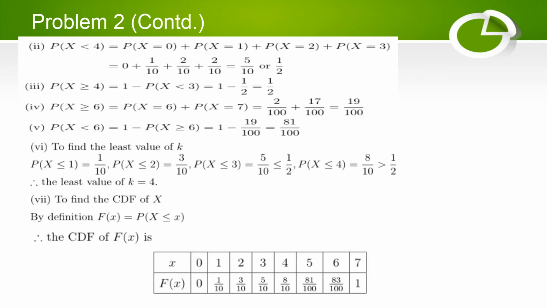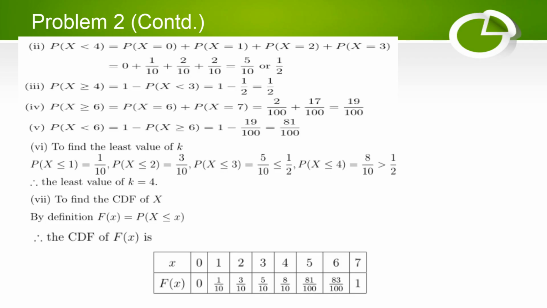Two, p of x less than 3 equals p of x equals 0 plus p of x equals 1 plus p of x equals 2, equals 0 plus 1 by 10 plus 2 by 10 plus 2 by 10, equals 5 by 10, or 1 by 2. Three, p of x greater than or equal to 3 equals 1 minus p of x less than 3, equals 1 minus 1 by 2, equals 1 by 2.